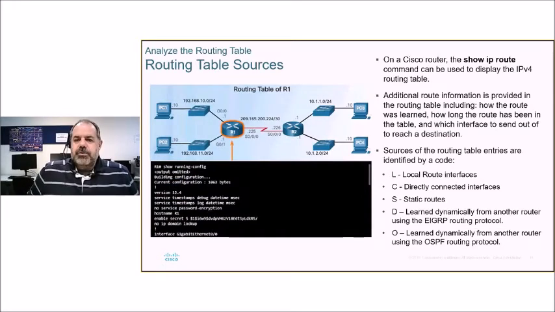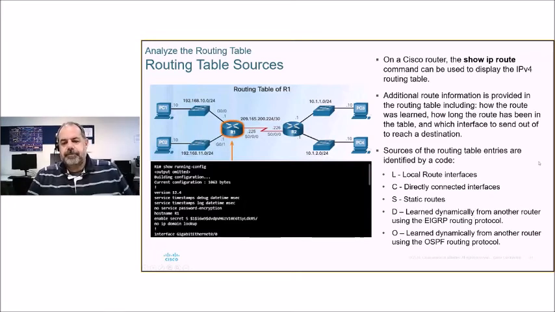So the sources available, basically, if you do a show IP route, and I don't know why they're showing us a show running config, but anyway, if you look at a routing table, these are some of the more common ones you'll see. So L basically means a local interface, and that will actually give you the IP address of a local interface. C means it's a directly connected network. S means this route's been learnt statically. D means it's been learned from EIGRP. And O means it's been learnt from OSPF.